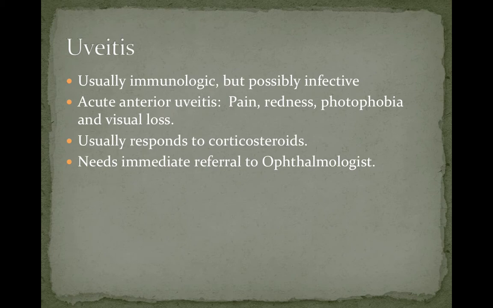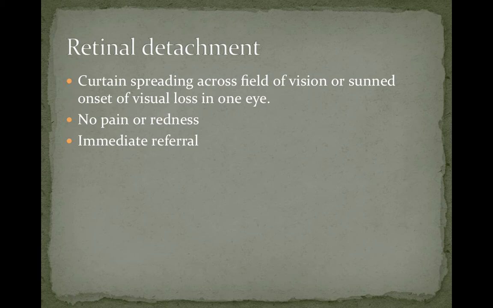Uveitis is another eye condition. It's typically an eye emergency, an ocular emergency. It's usually immunological, but it can possibly be infective. Acute anterior uveitis usually presents with pain and redness, some photophobia and visual loss, and it usually responds to corticosteroids. But again, these people need to see an ophthalmologist immediately. This is a patient who had uveitis. You can tell that they have a little dilated pupil. Their sclera is injected, and the patient came in complaining of eye pain.